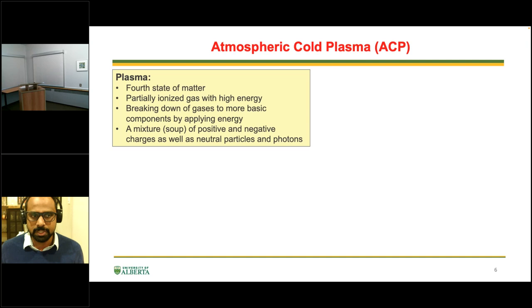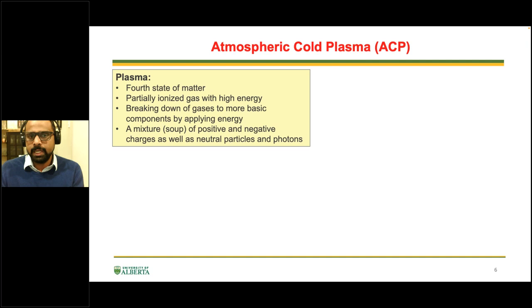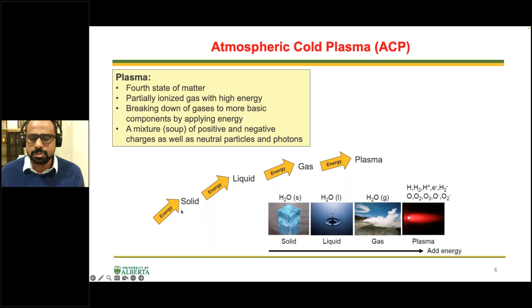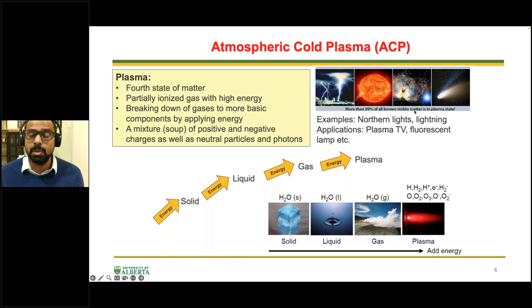But what is this plasma technology? You might have heard about plasma. Plasma is the fourth state of matter. It's basically a partially ionized gas with high energy. So you can break down gases into much smaller components by providing energy. Plasma can be created by breaking gases, and it's a mix of different charges, like positive charges, negative charges, etc. For example, if you give energy to a solid, like ice, or heat the ice, you get water, right? If you give energy to a liquid, you get gas. And if you give energy to a gas, we can create plasma. So plasma is a fourth state created by providing energy to a gas, and you can break down the gas into much smaller components. If you look at the universe, more than 99% of the visible matter is in the plasma state.